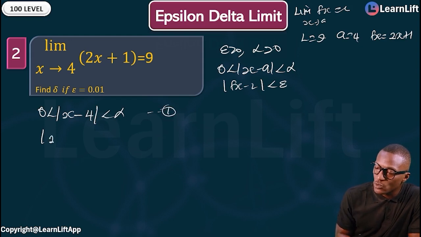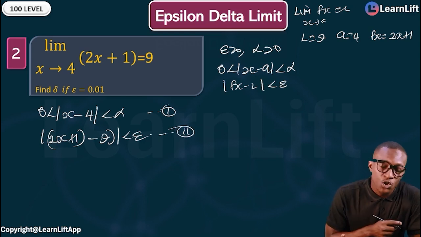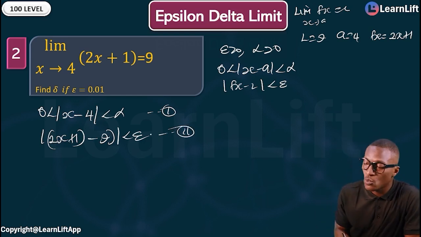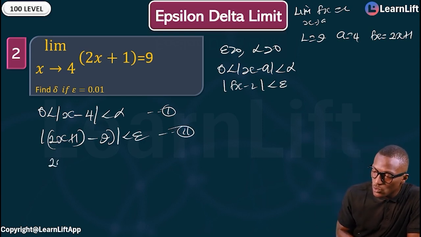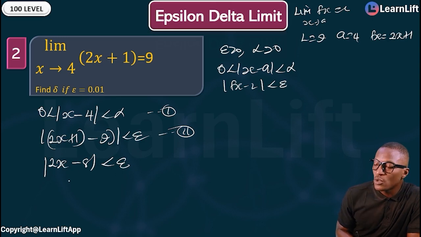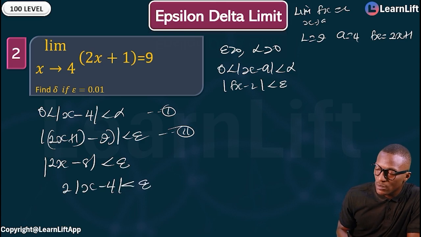Absolute f of x, that's 2x plus 1 minus L, which is 9, absolute, is less than epsilon. This will be equation 2. We're going to solve equation 2 until it looks like equation 1. So 2x plus 1 minus 9 is 2x minus 8, absolute, less than epsilon. What can we factor out? 2 can go, so that becomes 2 times absolute x minus 4, less than epsilon.